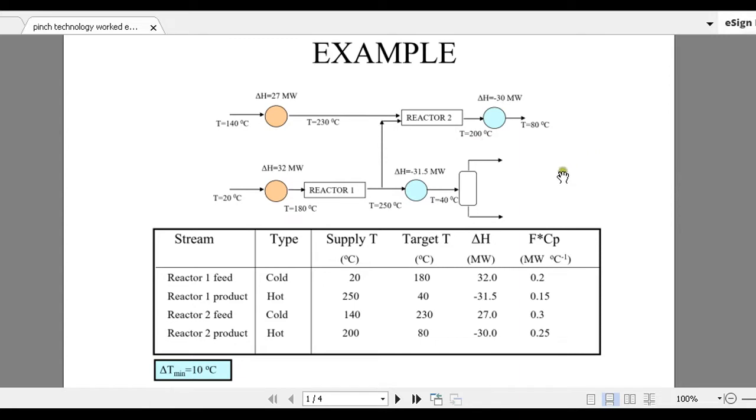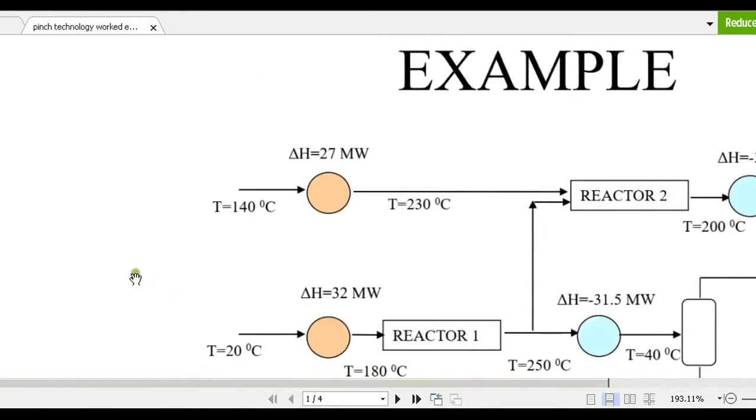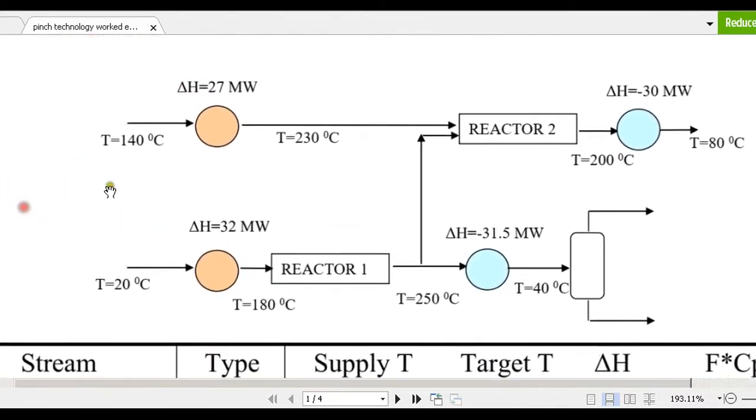So basically this is the problem, and they have given us the temperature profiles, as you can very clearly see from this diagram. I don't need to explain and waste time on that. Here they have clearly mentioned the types of processes, whether cold type or hot type, and the supply and the target temperatures. And also this is the diagram. I will just zoom it. Now this is the schematic diagram that explains all the processes, right?